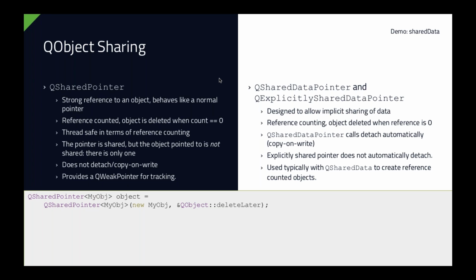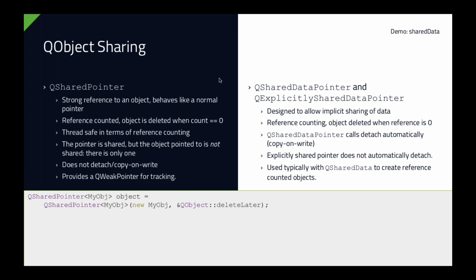Of course, when the shared pointer is passed around, its reference count is incremented. So in terms of reference counting, it's thread safe. And the reason, of course, is the pointer is shared, but the object it's pointed to is actually not shared. There is only one instance of that object. We're just passing the pointer. Because of that, there's no detach, there's no copy on write kind of features for that. That also comes with a weak pointer for tracking.